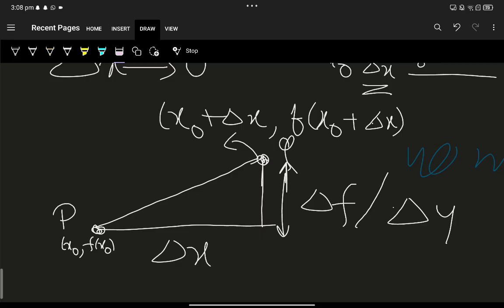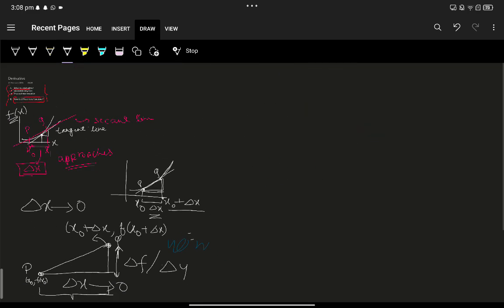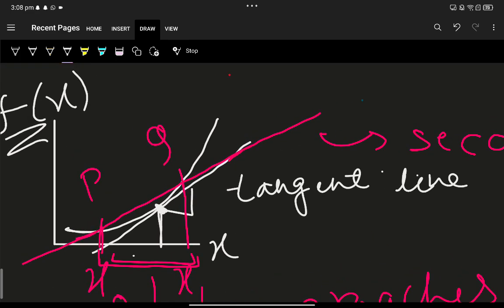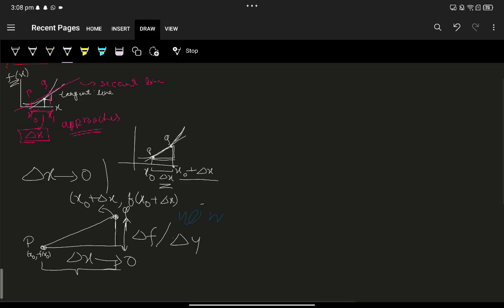And as this distance reduces, which distance? This distance, right? As delta x approaches 0, we'll be able to get a tangent line, which we saw previously. We'll be able to get this line in white color over here.